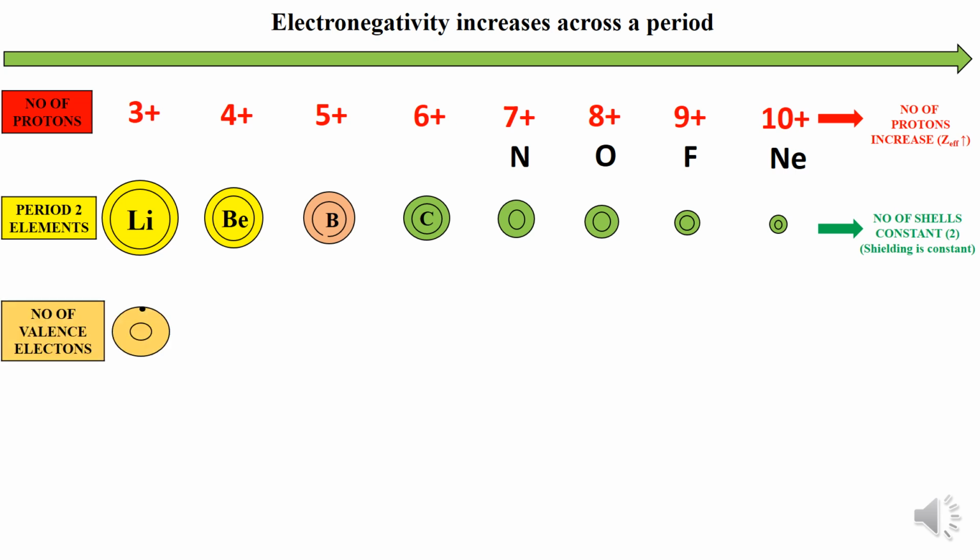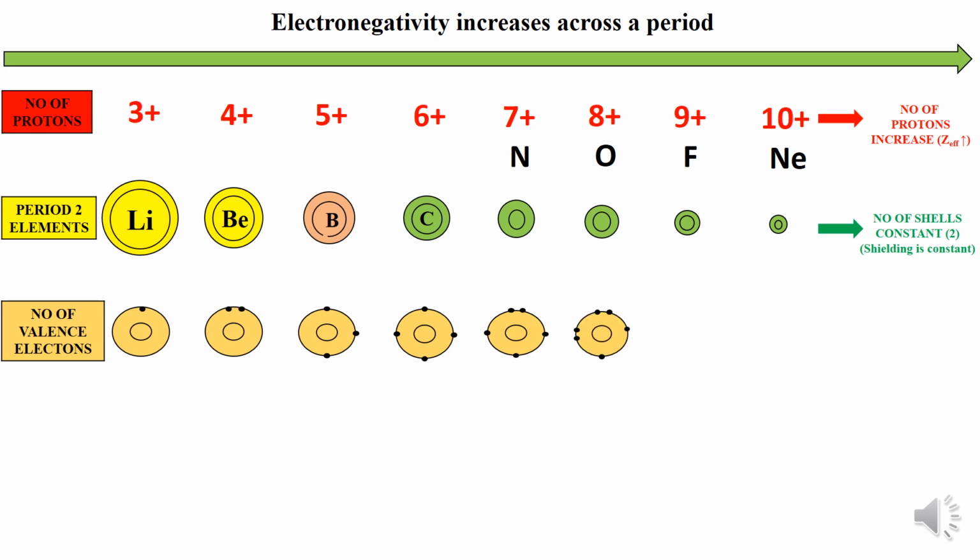And what about the number of valence electrons? Only 1 valence electron in case of lithium, 2 valence electrons in case of beryllium, 3 valence electrons in case of boron, 4 valence electrons in case of carbon, 5 valence electrons in case of nitrogen, 6 valence electrons in case of oxygen, 7 valence electrons in case of fluorine. And neon, being a noble gas, has a stable electronic configuration. It has achieved a full octet. The outermost shell is completely full with electrons. There is a total of 8 electrons.